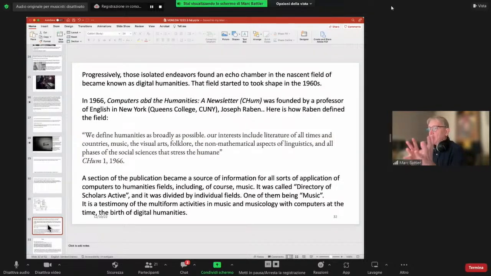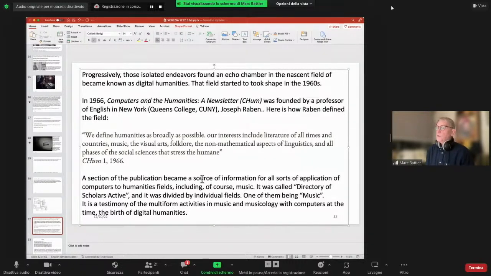Progressively, those isolated endeavors found an echo chamber in the nascent field of what became known as digital humanities. That field started to take shape in the 1960s. In 1966, Computers and the Humanities, a newsletter, was founded by a professor of English in New York, Joseph Raben. Here is how Raben defined the field.